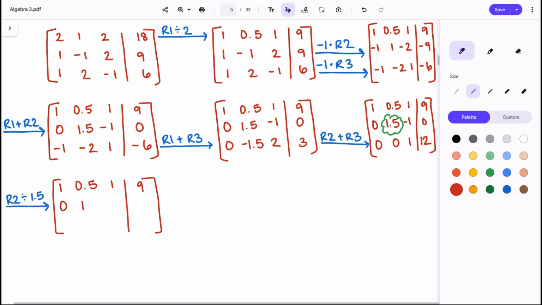I don't know what that is. I'll need a calculator for that. Negative point. Is it repeating? Yeah. So I'll just write it as a fraction. That would be negative 2/3 as a fraction. And then 0 divided by 1.5 would be 0.